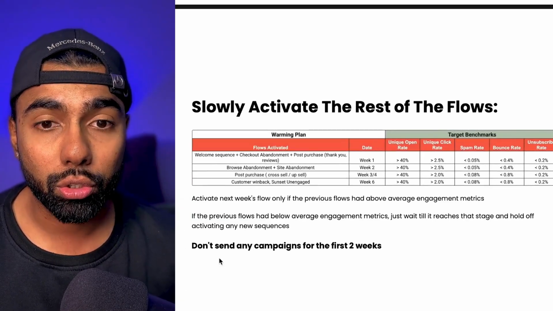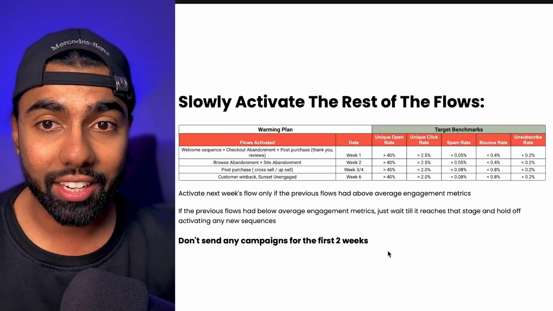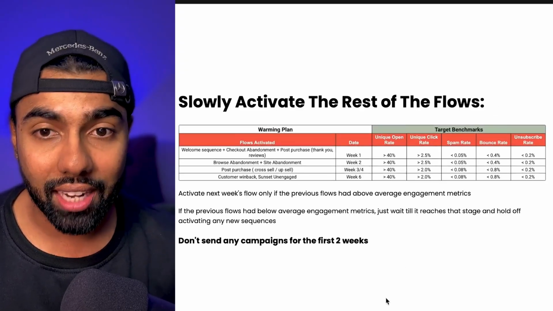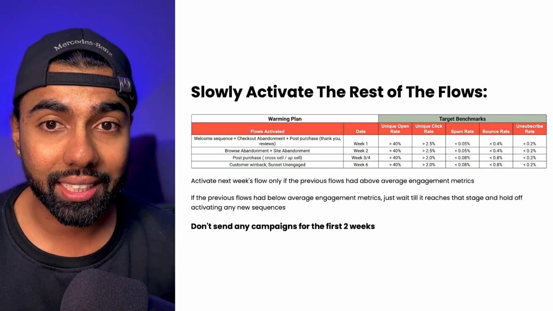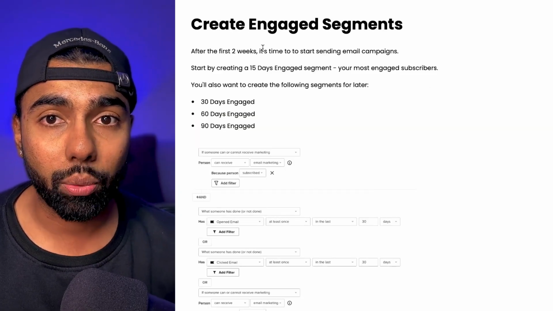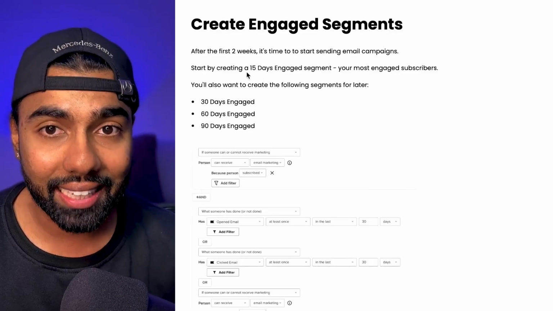Now, as I mentioned, do not send any campaigns for the first 2 weeks. After the first 2 weeks are completed and you're happy with these benchmarks, then start sending campaigns. Now I'm going to go through what we do with our campaigns after the first 2 weeks are completed successfully. What we do is we start sending campaigns, and we want to start sending campaigns to a highly engaged audience.